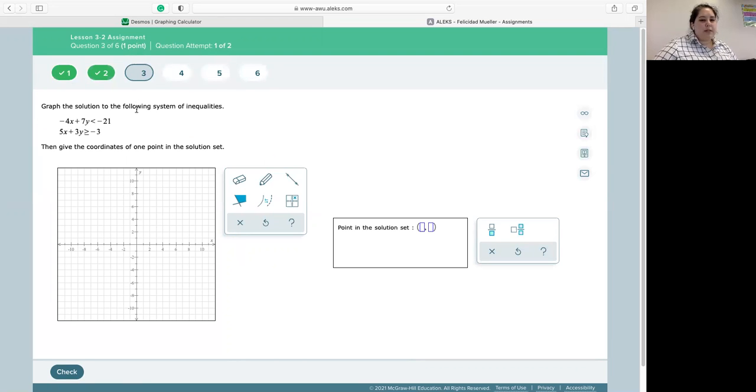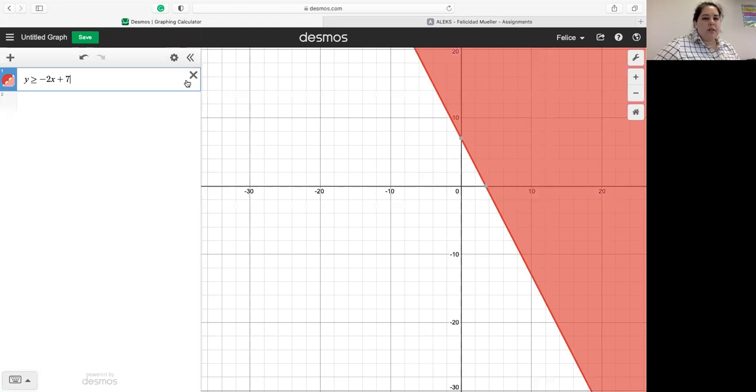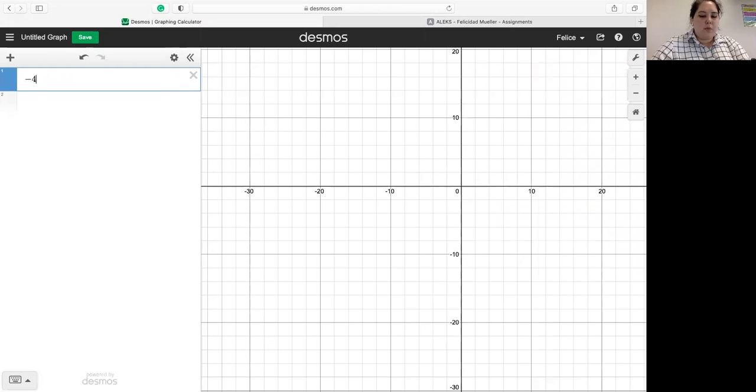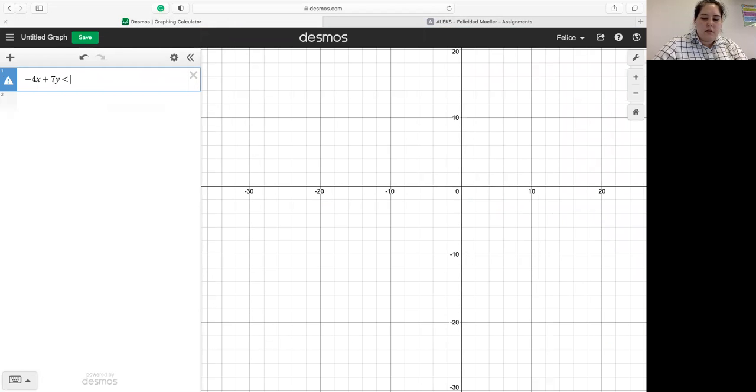Very similar, the only difference now is that we have them in our equations in standard form or inequalities, and they want a point that's in the solution set. So we're going to go ahead and do the same thing. We're going to do negative 4x plus 7y is less than negative 21.